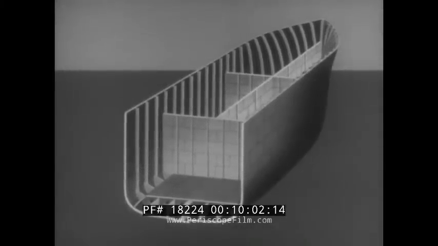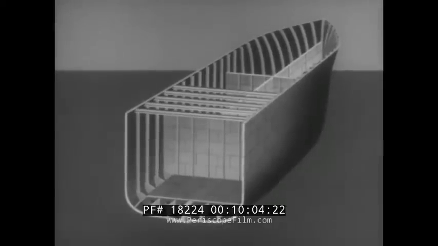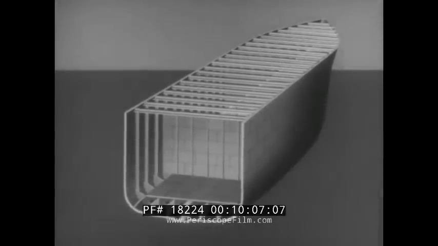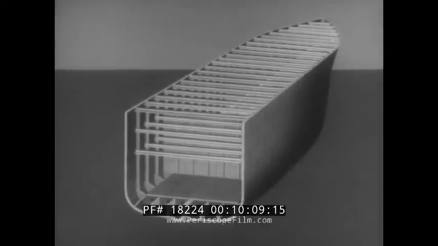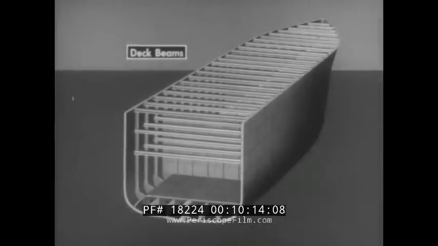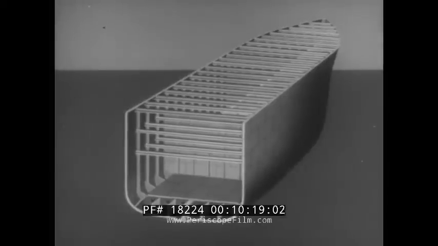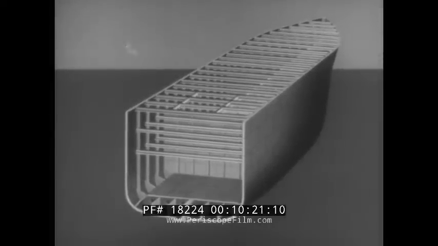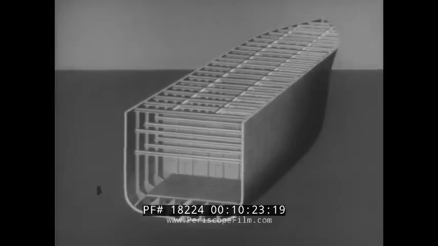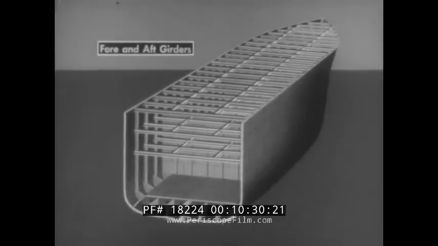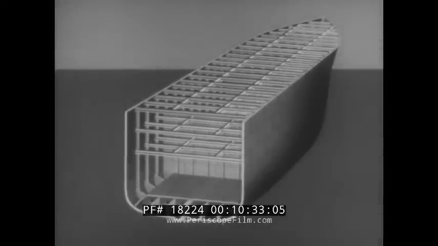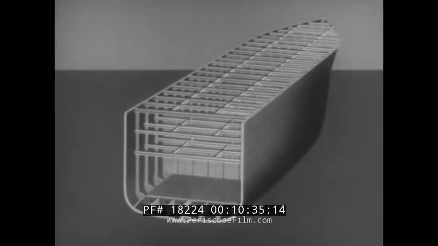Between opposite frames at various levels, there is another set of connecting members, known as deck beams. These support the decks and tie the sides of the vessel together. Reinforcing the deck beams is a series of girders running lengthwise with the ship. These are known as longitudinal or fore and aft girders. Upon this network of beams and girders is laid the deck plating.